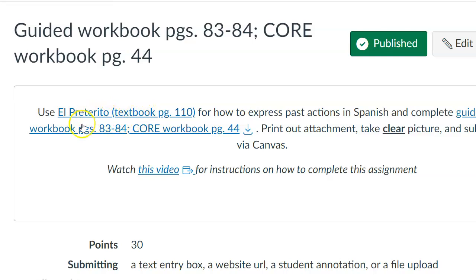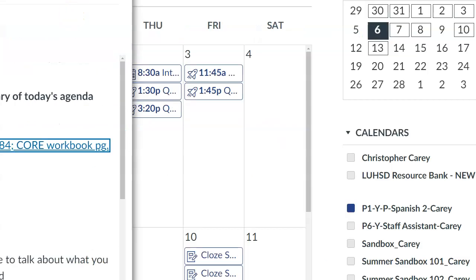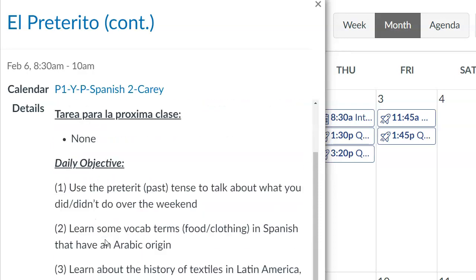The PowerPoint and notes that we went over last class to help you with this homework can be found here, and then a video walking you through that assignment. So that is due for today. And then you have no homework due for next class. You do have a quiz on the preterite on Friday.